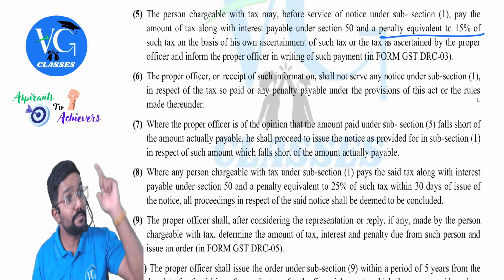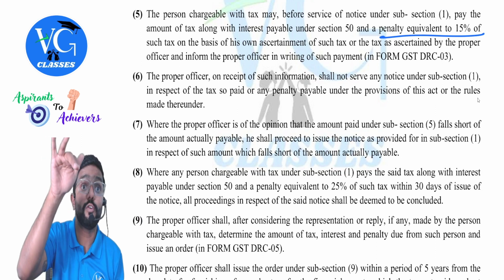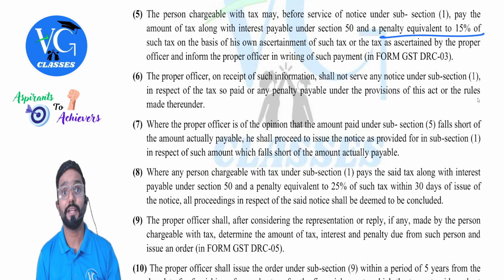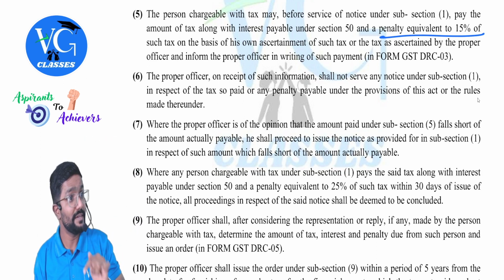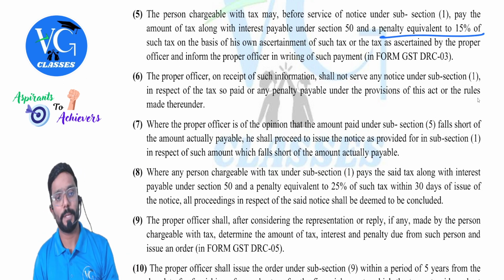In that case, tax plus interest plus penalty also. Even if I pay before receiving notice, also penalty is there. Yes. Why? Fraud. Correct. If it was error, no penalty was there for this. But here, there is a penalty. Of how much, sir? 15% of the tax amount.